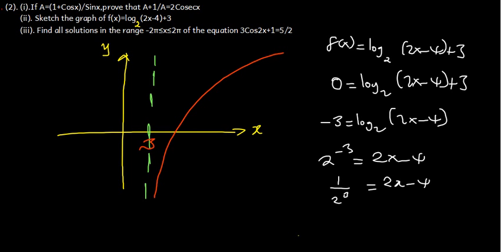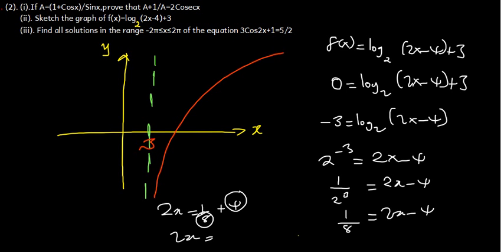1 over 2 to the power 3 is the same as 1 over 8, and that is equal to 2x minus 4. I can take the negative 4 this side, so I'm going to have 2x is equal to 1 over 8 plus 4. So 2x is going to be 8 multiplied by 4, that's 32. 32 plus 1, that is 33.